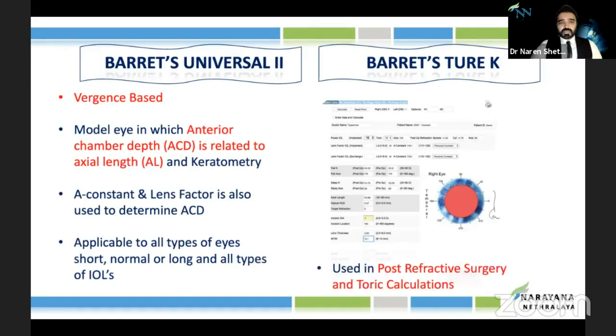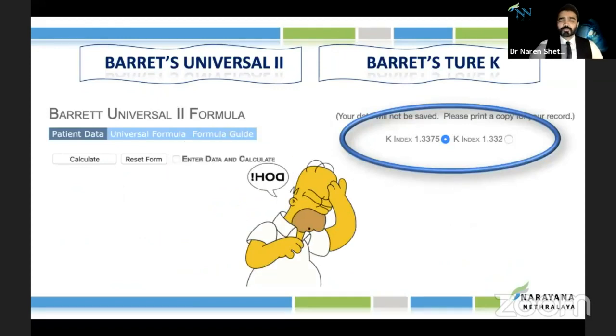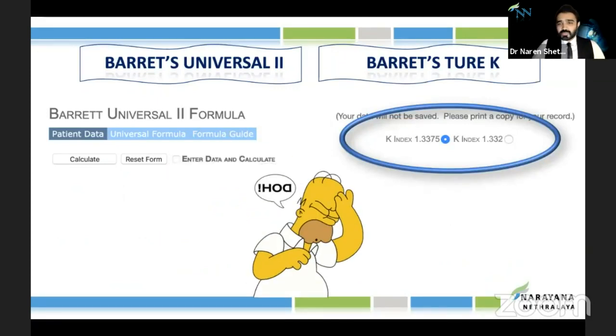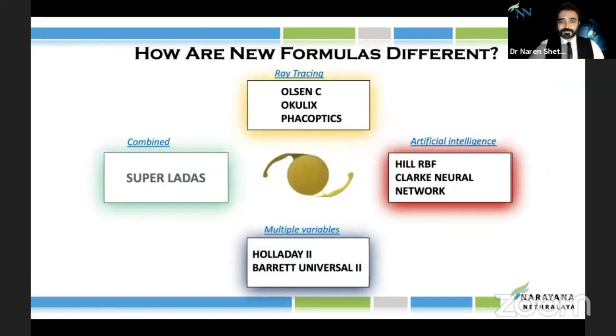Coming to the most important and the most widely used one is the Barrett Universal 2 formula. This is a vergence-based formula, and no matter what kind of eye you have, it's like one formula which works for all. And we have the Barrett True K also, which is very useful in post-refractive and toric calculation. One of the most common mistakes we make when we're trying to enter the values, especially online, is not selecting the right K index. So always look for the machine that you're using and make sure you choose the right K index and then go ahead with entering the other values.